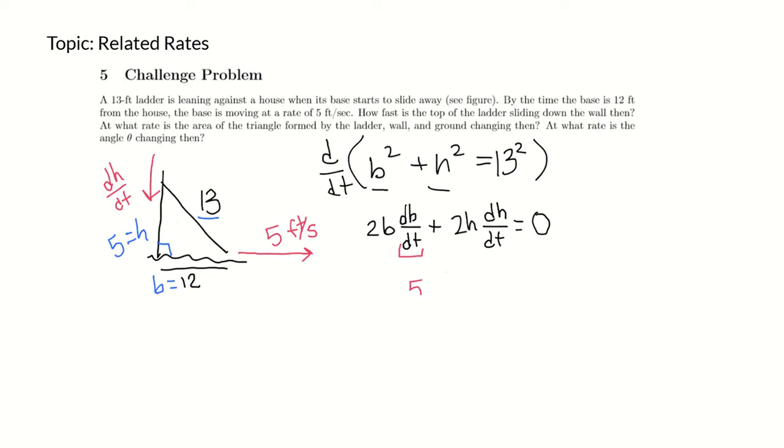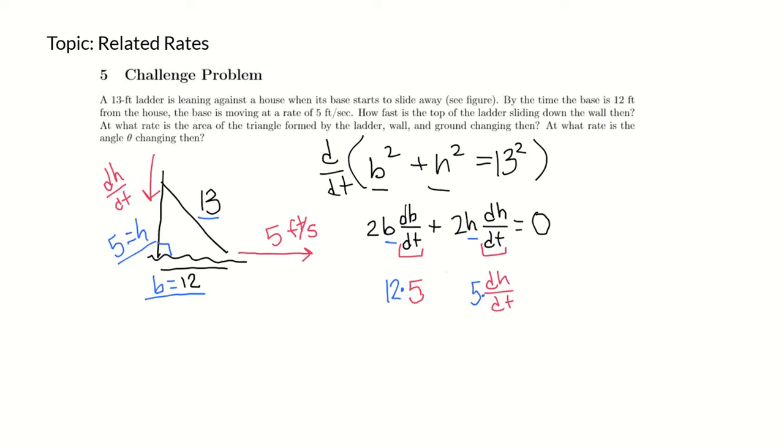feet per second. dH dt we don't know yet, so I'm just going to rewrite that. Okay, and then we know that the base at this time is 12. I'm going to plug that in here. So 12 times that. We know that the height is 5. So I'm going to plug in 5 right here. And then those are plugging in all the things that we know, so now I'm just going to rewrite the rest of the equation.